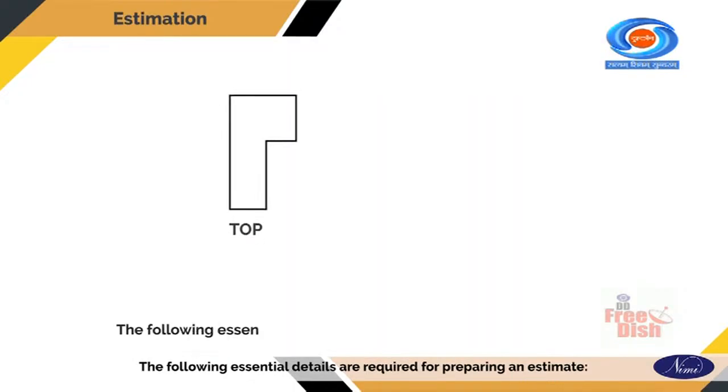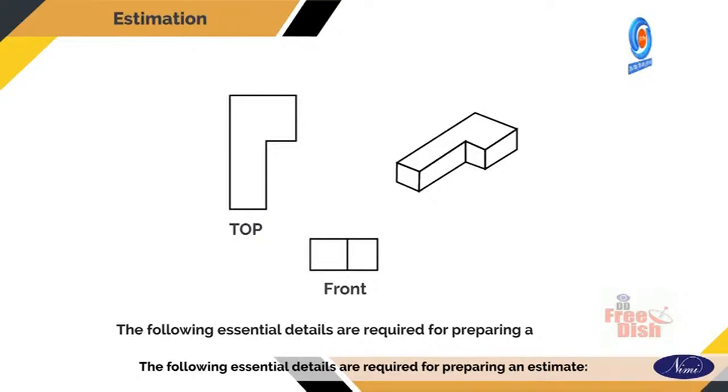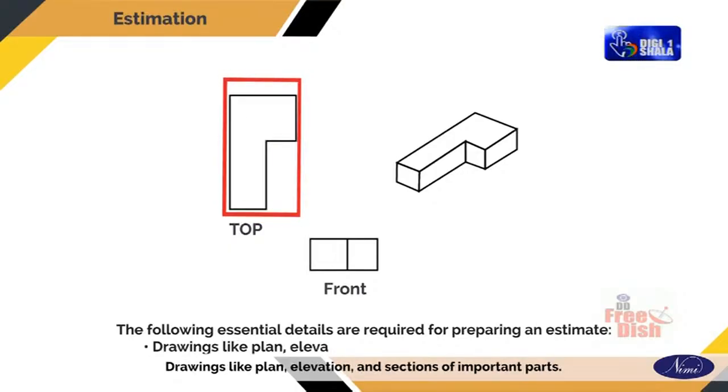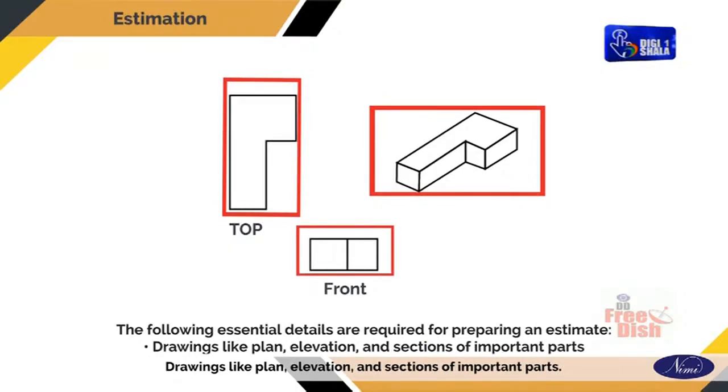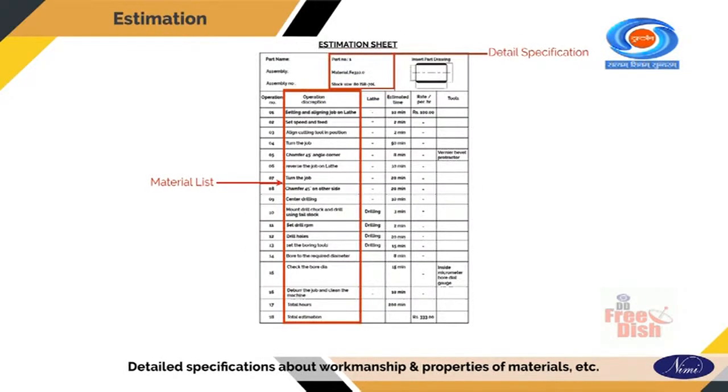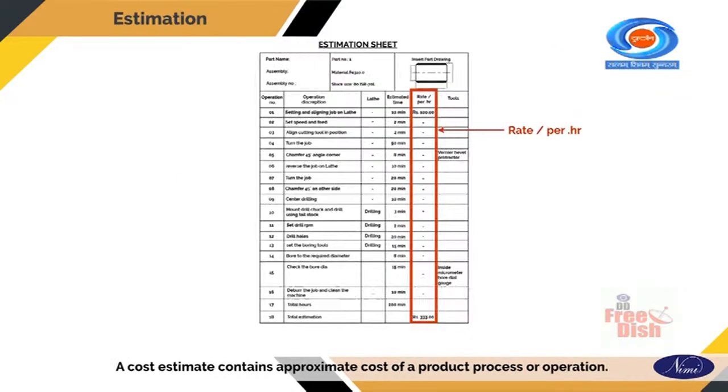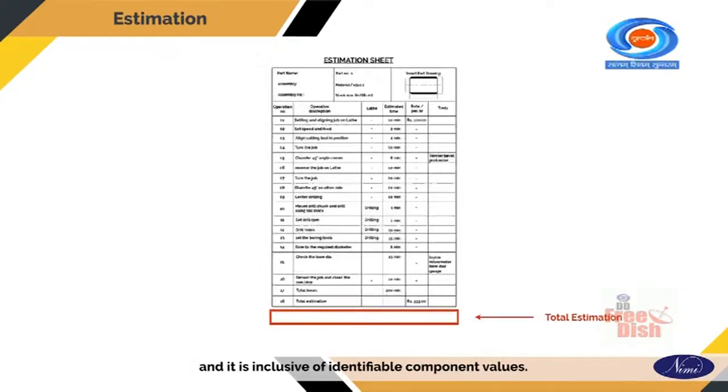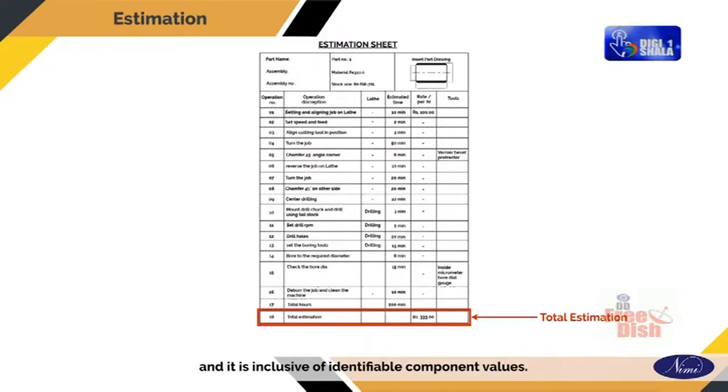The following essential details are required for preparing an estimate: drawings like plan, elevation and sections of important parts, detailed specifications about workmanship and properties of materials, etc. A cost estimate contains approximate cost of a product, process or operation. The cost estimate has a single total value and it is inclusive of identifiable component values.